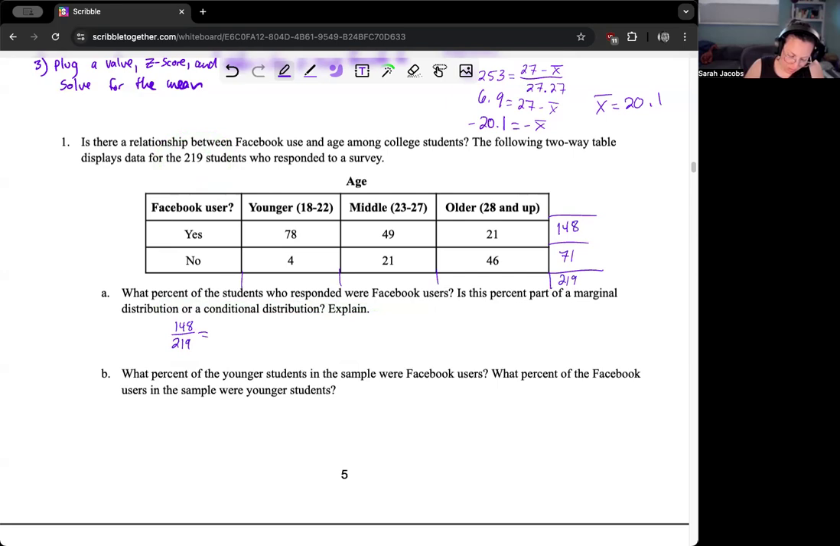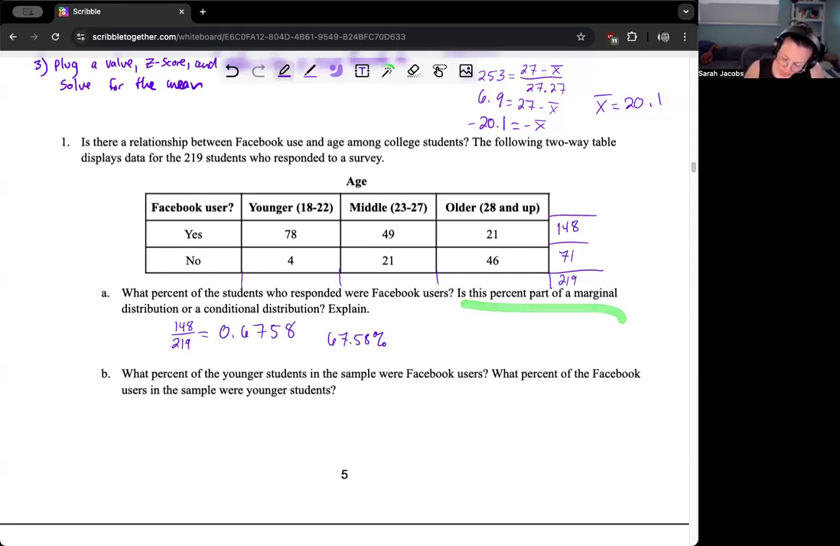I did find my calculator in my jacket pocket. And that's going to be 0.6758. So percent would be 67.58%. Is this percent part of a marginal distribution or conditional?